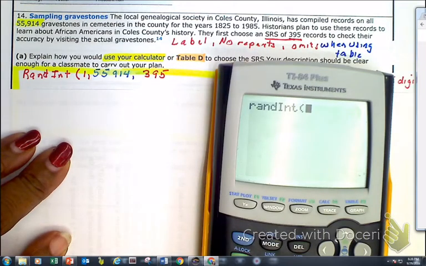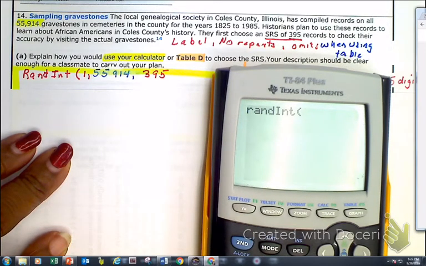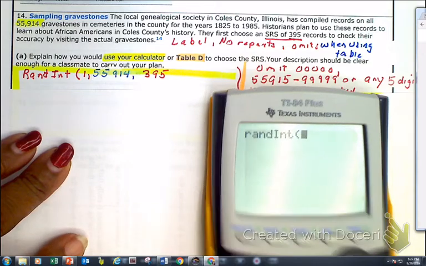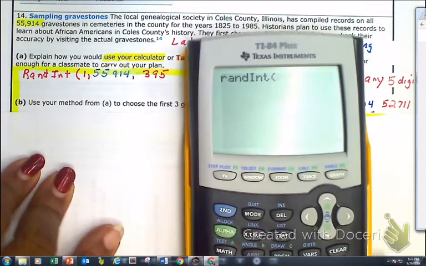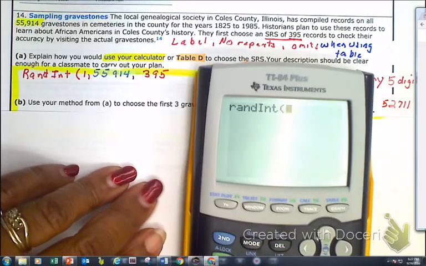Now, if you notice, they had 55,914 gravestones, and I have 395. That's going to be my sample. So they want me to choose the first 3. Okay, good job. But how would I do this if I had to randomly select 395?